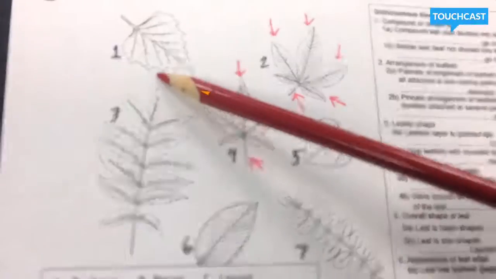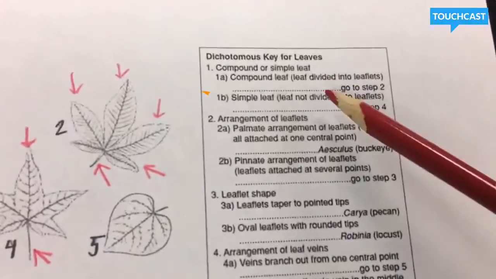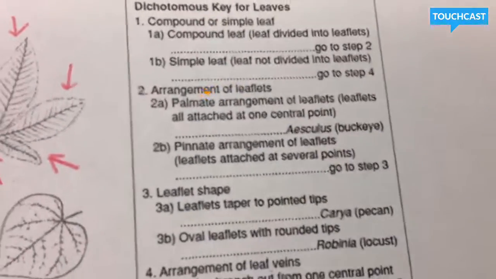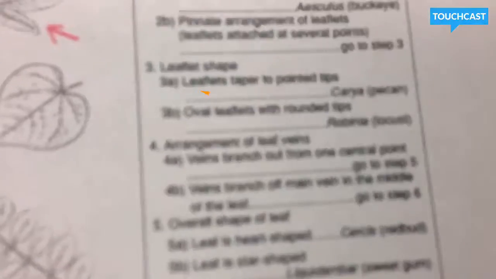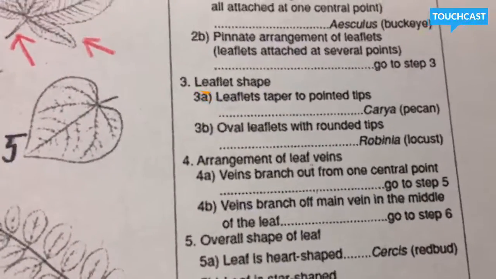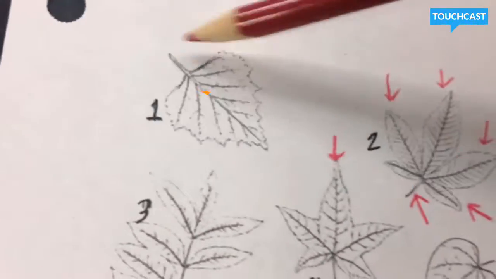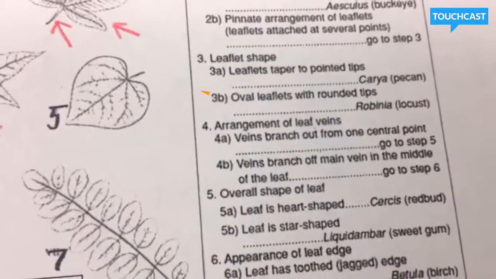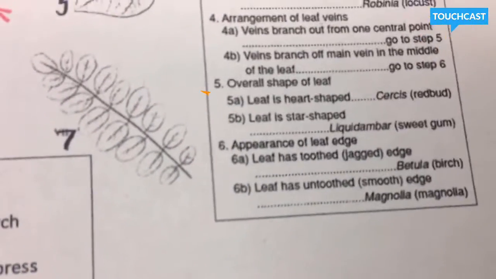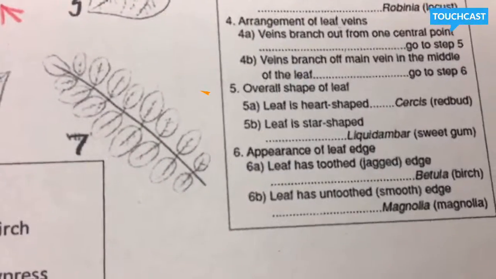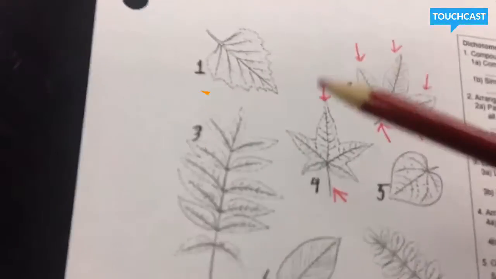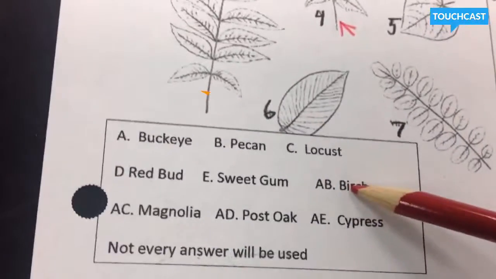We're going to do number 1. If you look here, according to the diagram, it says it is a simple leaf because it has one stem per main leaf. So you would go down to number 4. Now the veins, it says, do they branch out from a central point, or do they branch off a stem going down the middle? If you look here, almost all of ours are branching off this one going down the middle. So we would go to number 6. You look here, it says the edges. Are they smooth or are they jagged? Well, they are jagged. So we look back over here, and it would be a birch tree. So you'd go down to birch, and you'd bubble in A and B.